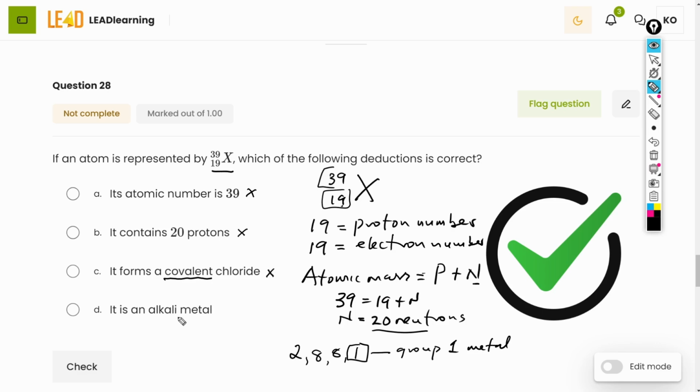Option D says it is an alkali metal. From our knowledge of the periodic table, group 1 metals are called the alkali metals, while the group 2 metals are called the alkaline earth metals. So this is a group 1 element, and group 1 elements or metals are referred to as the alkali metals. So this deduction is correct. That means our answer is D.